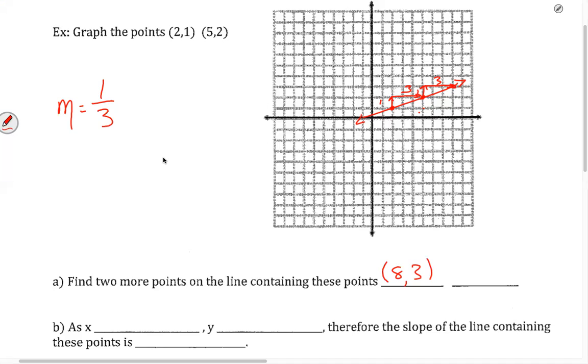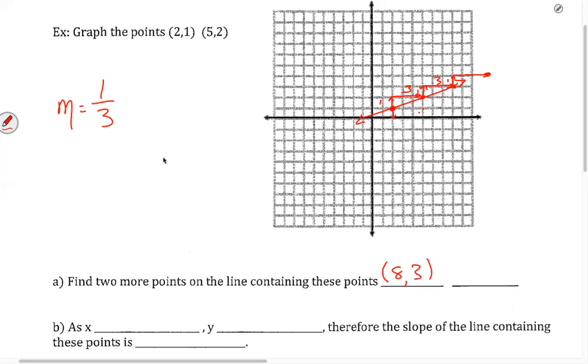Oh, what's another point? Well, if I go up 1 and to the right 3, I'm off my graph. Look, up 1 to the right 3, I'm over here. I don't know what that is. So now I got to work backwards. So let's think about it. How do I get to this point? From what point gives me that point?